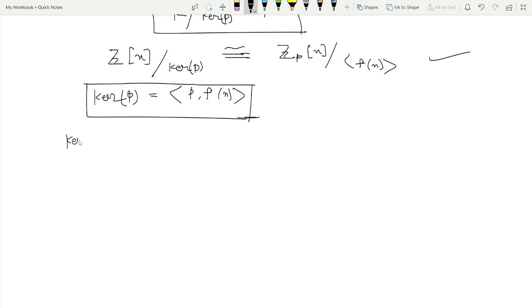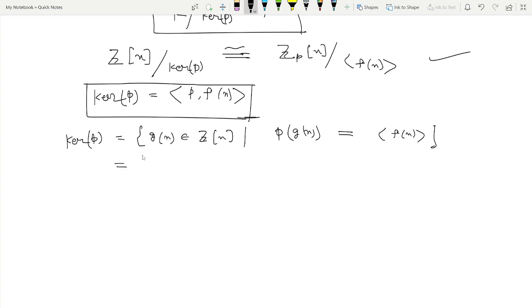Just let me write the kernel of phi. Ker phi is equal to all such elements g(x) belonging to Z[x] such that the image phi(g(x)) will be the identity element in Z_p[x] modulo the ideal generated by f(x). So in this ring, the identity element is this ideal generated by f(x).